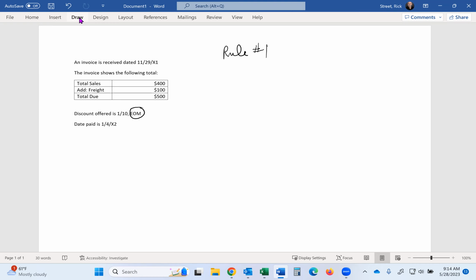On this rule, you'll get to take the discount with an end of month term if the invoice is dated on or before the 25th of the month. Okay, so that'll just be rule number one. If we do that, then we get to take the discount up to the 10th of the month following.